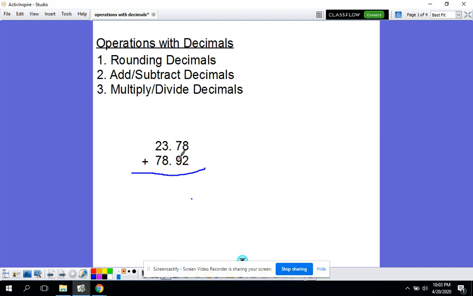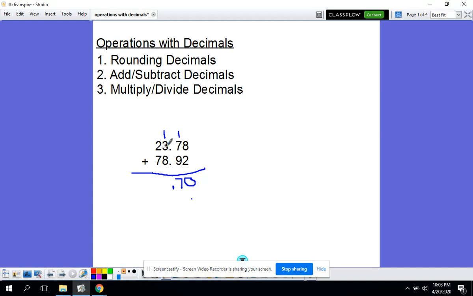8 hundredths plus 2 hundredths is 10 hundredths, and when I have a group of 10, I know I carry that to the next place value, to the tenths place. 1/10 plus 7/10 plus 9/10 is going to be 17/10. Again, if it's over 10, I carry it to the next place value. I'll go ahead and drop my decimal down.